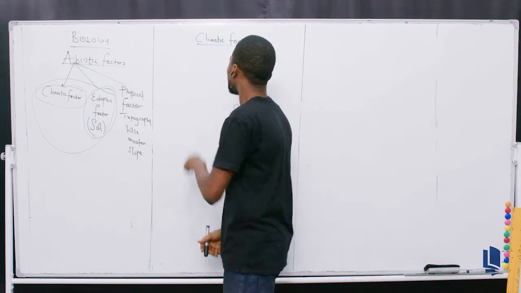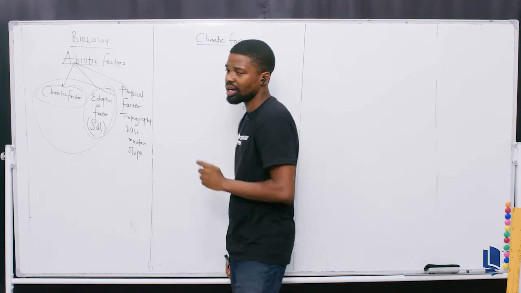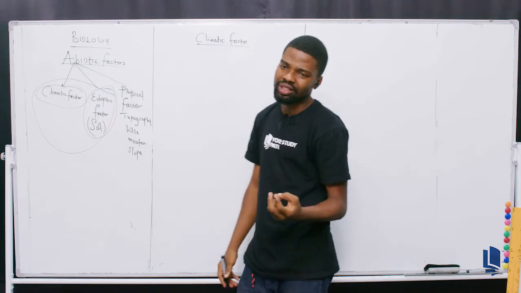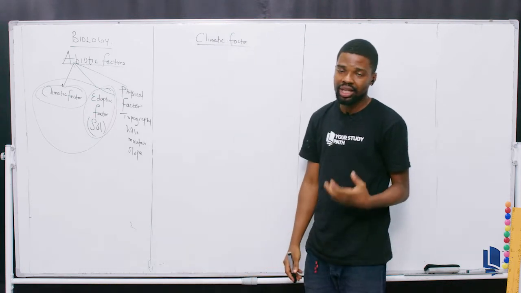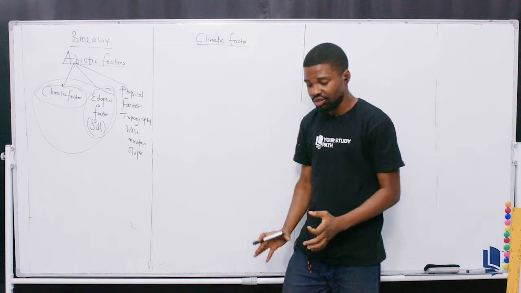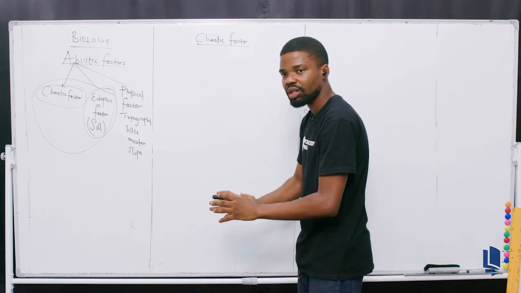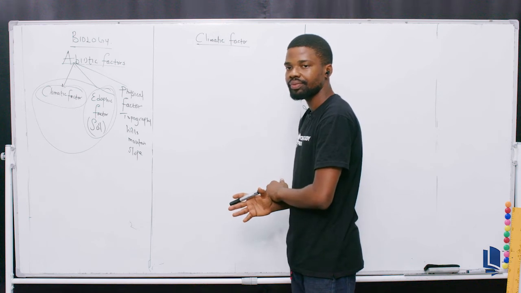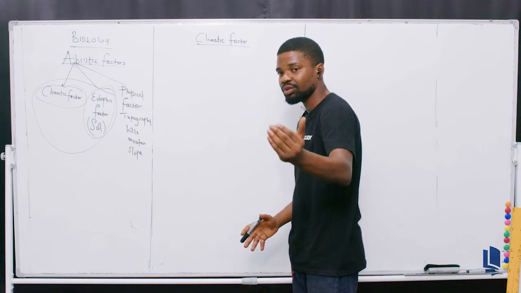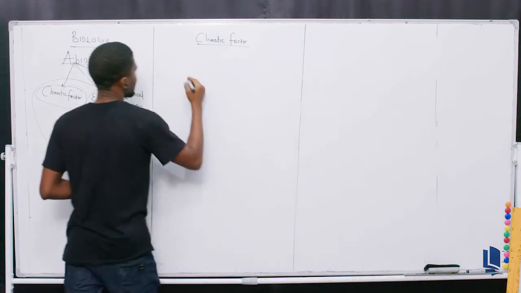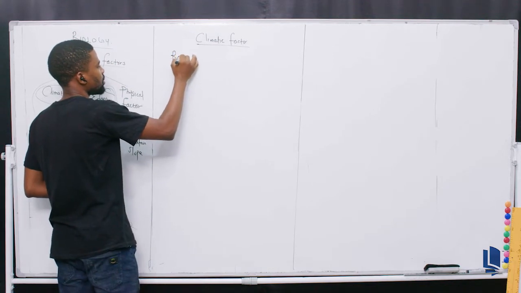So now, in the climatic factor, I've told you that rainfall and temperature are the main guys here. But there are some which are specific to aquatic, and some which are specific to terrestrial. But we made ourselves understand that rainfall and temperature affect both of them.